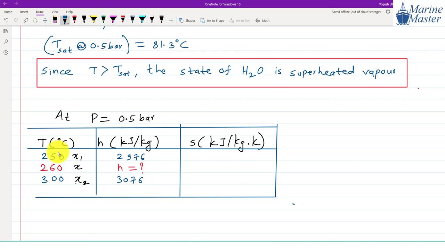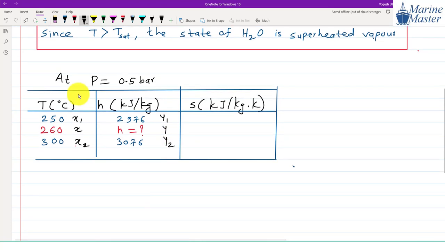So if our temperature of 260 degrees Celsius lies between 250 and 300, then the corresponding enthalpies also lie between these two enthalpies. Getting my point? This is our y1, this is our y, and this is our y2. And here we will use interpolation.